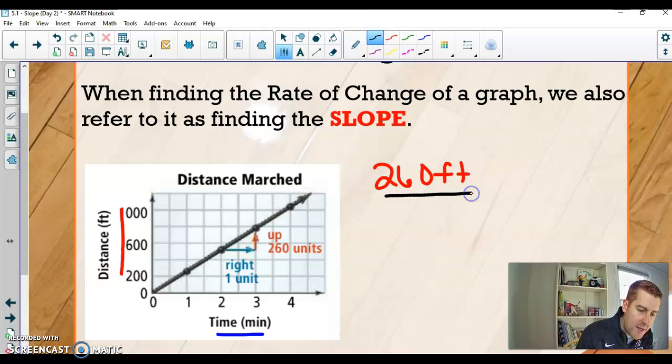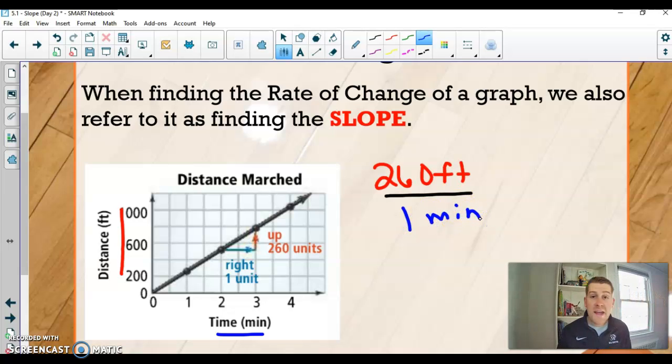Divided by the change in our independent variable, which again is time. To go from point to point, we're increasing by 1 unit on the x-axis. So that'd be 1 minute. So we would say the rate of change here is 260 feet per minute. Also, the slope would be 260 over 1.